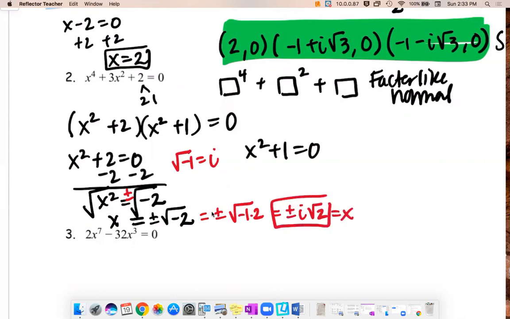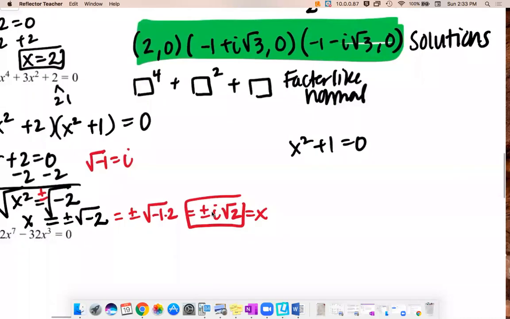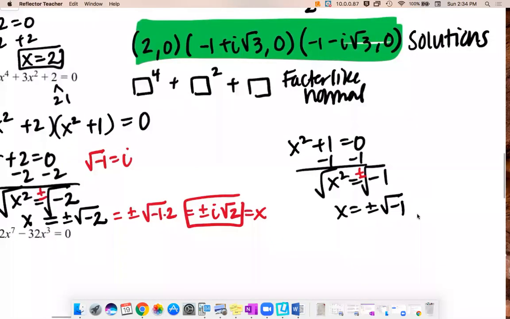Okay, and then let's shift this over. We've also got x squared plus 1 equals 0. So the first thing I'm going to do is subtract 1. So you've got x squared equals negative 1, take the square root. Remember, this has to be plus or minus. So then you'll get x equals plus or minus the square root of negative 1. And then remember, because the square root of negative 1 is i, this just becomes plus or minus i. And those are my other two answers.